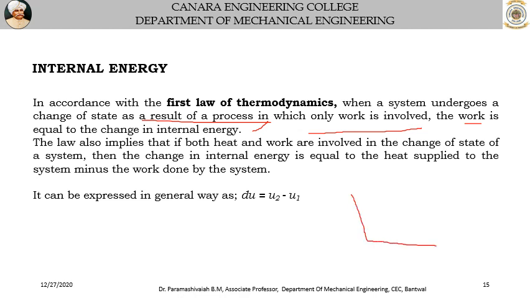If we consider a cylinder and piston arrangement, this is a cylinder and a piston, and some fluid is inside, maybe gas. When you compress it, when you move the piston from right to left, what happens? Say this is the first position of the piston, and this is the second position. When you move it, its volume reduces, pressure increases, due to that temperature increases, and internal energy changes.